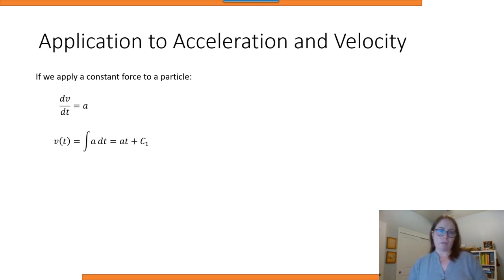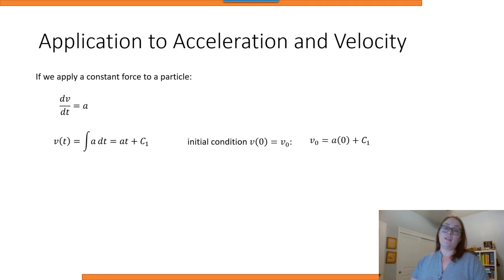We'll call it c1. Now, if I had some initial conditions for this scenario, let's say v of 0 is equal to what we'll call v naught. That's v sub 0, often called v naught. If I plug that into my function v of t equals at plus c1, then I get v naught equals a times 0 plus c1, which means that c1 is actually equal to v naught. So my velocity function is at plus v naught. If you've taken some physics, that formula might look kind of familiar, and you can see where we derived it from.